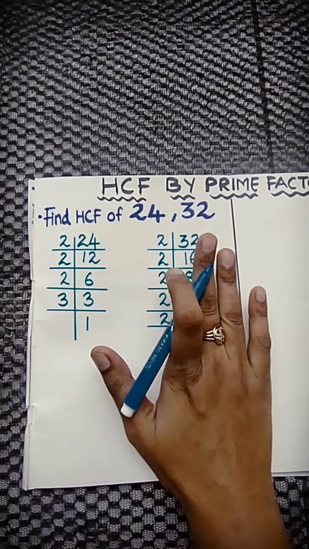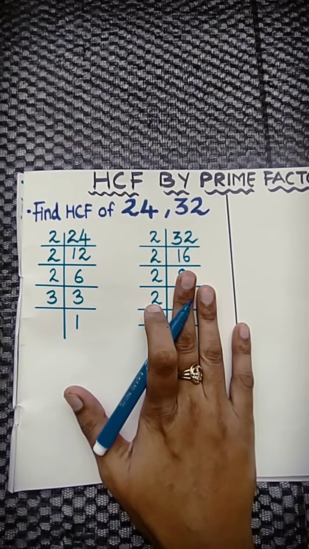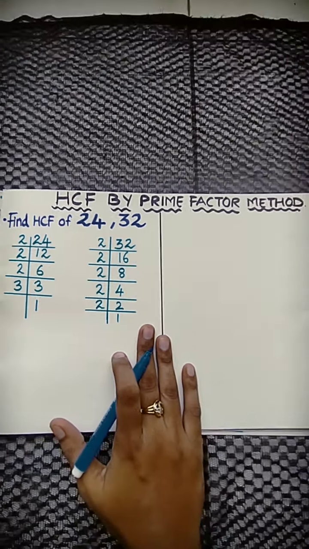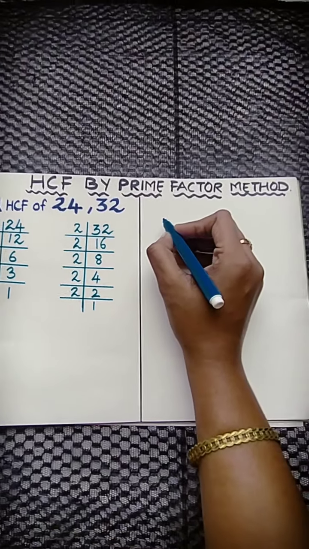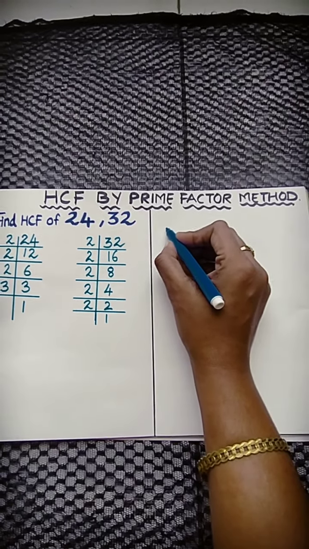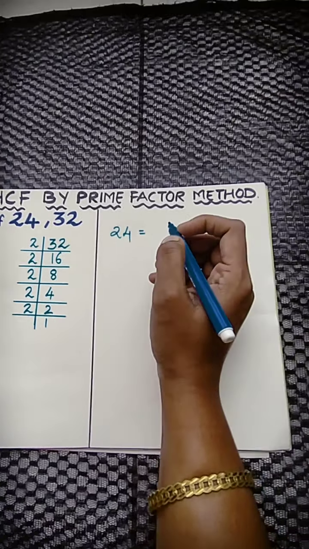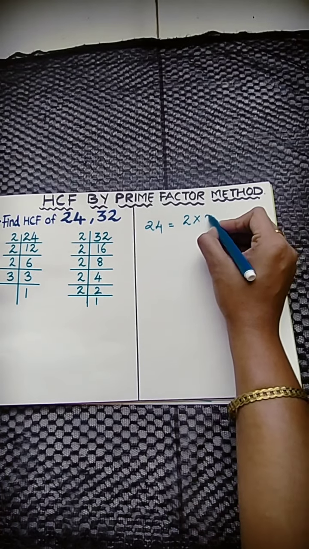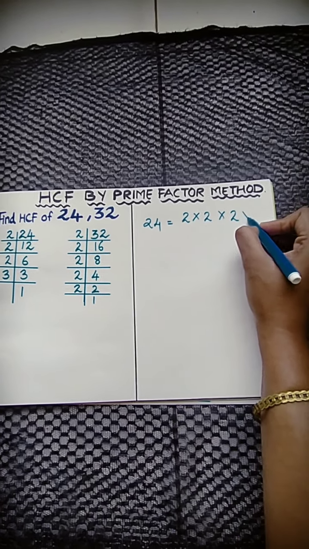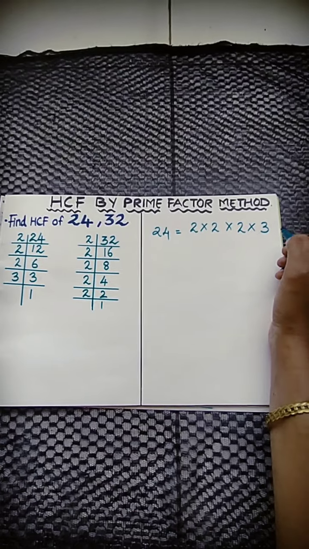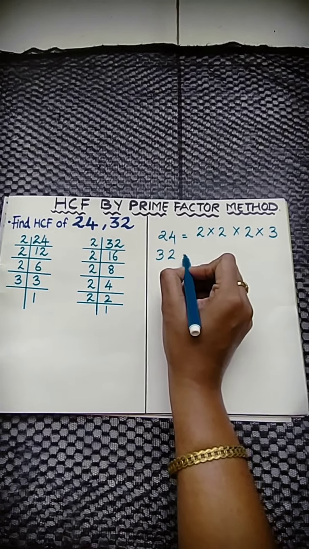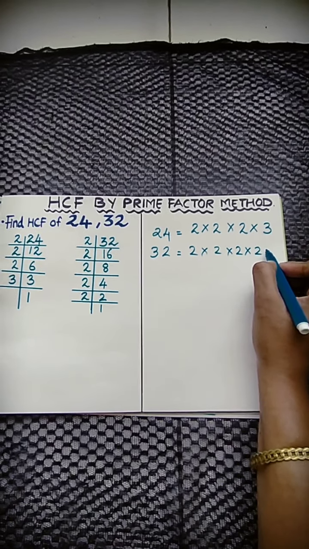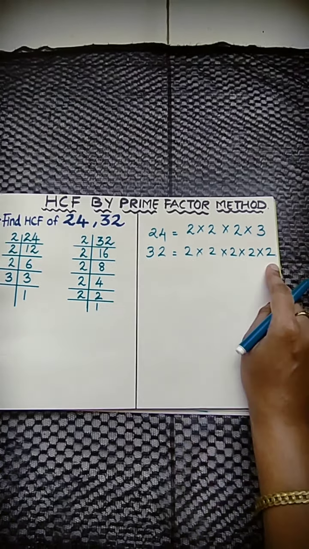So now I have got the prime factors of both the numbers. I will write it properly over here. The prime factors of 24 are, as you can see, 2 into 2 into 2 into 3, and the prime factors of 32 are 2 into 2 into 2 into 2 into 2, means 5 times 2.